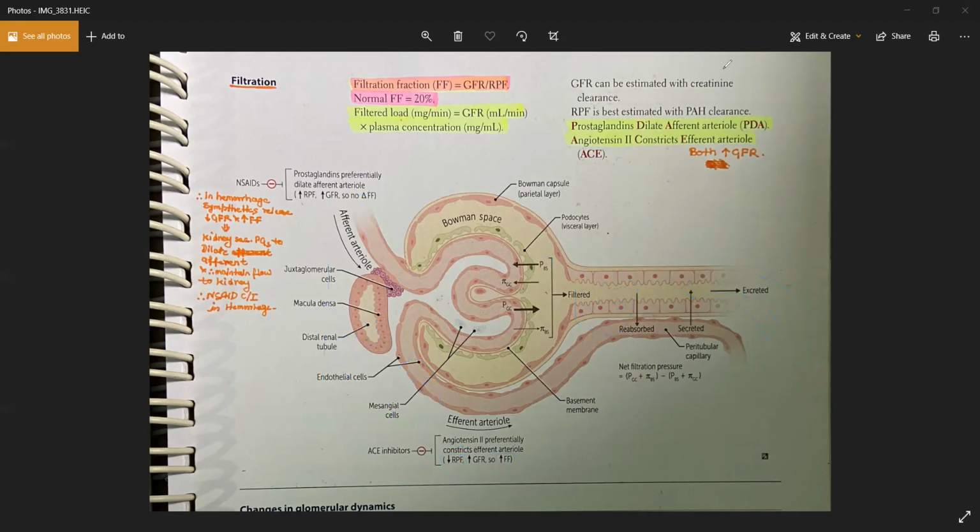The prostaglandins, they will act on the afferent arterioles, increasing the renal plasma flow, but the filtration fraction will remain the same. Angiotensin 2, the ACE inhibitors will inhibit the angiotensin 2. Basically they will cause the dilation of the efferent arterioles, decreasing the hydrostatic pressure, and as a result, high renal plasma flow, low GFR, and low filtration fraction whenever you give the patient ACE inhibitors. Is that okay?